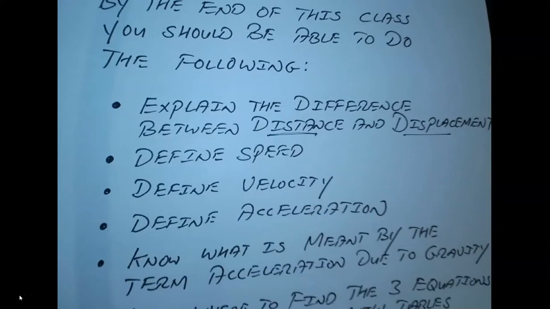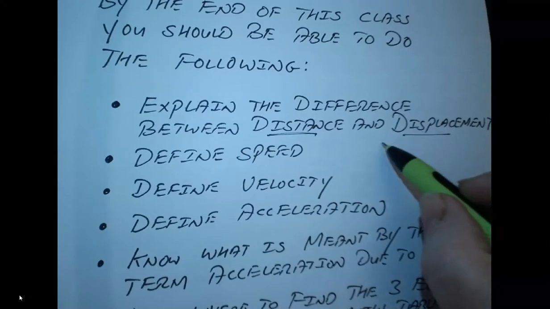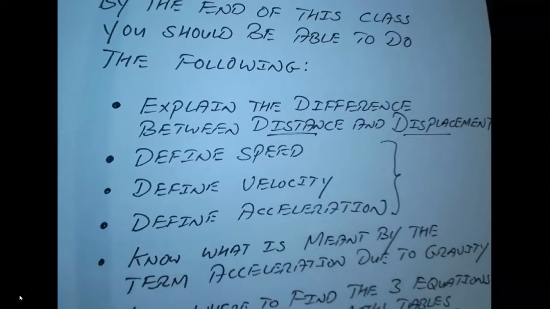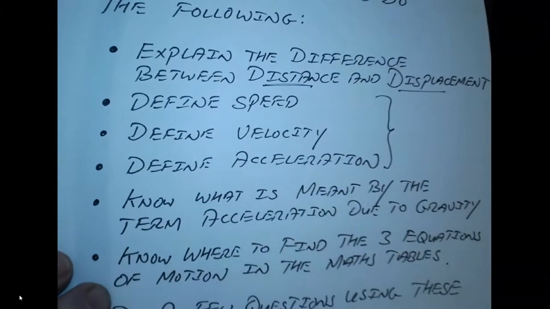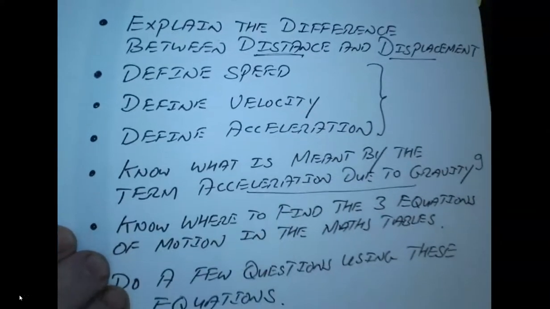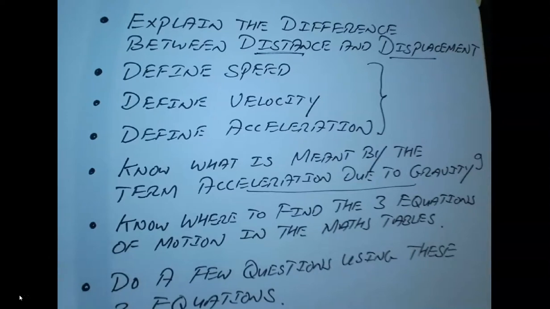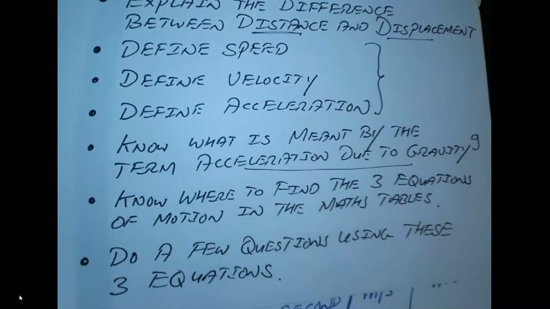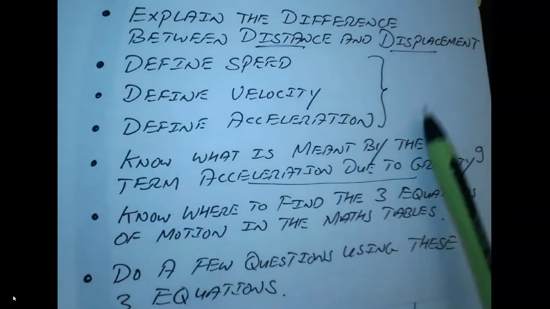You should be able to define speed, define velocity, and define acceleration. They'll all really be labeled formulas. You should know what is meant by the term acceleration due to gravity, or small g as we often call it. You should know where you can find the three equations of motion in the maths tables, and you should be able to do a few little short questions on these equations. And at the end of the video, you can use this as a checklist to see if you've achieved these objectives or not.